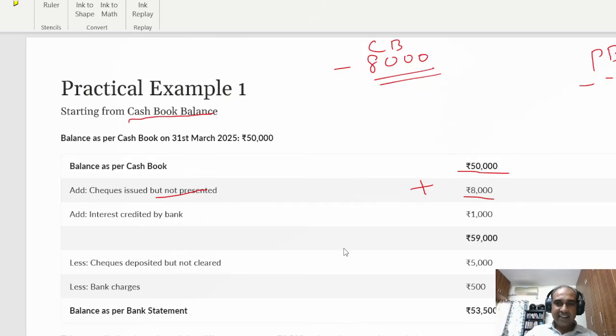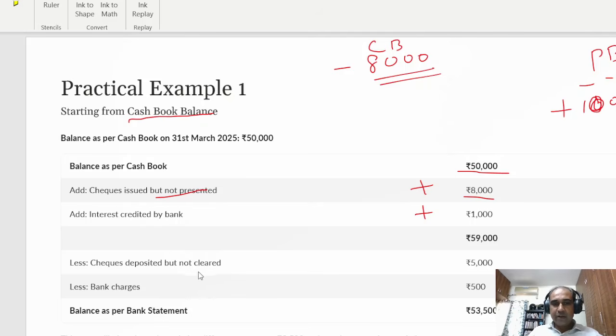Clear? Add interest credited by bank. Now the bank has credited an interest of 1,000 rupees. So my passbook has increased, whereas I don't see this entry in my cash book. Since the entry is not there in the cash book, we will pass an entry in the cash book and increase the cash book balance. Once it is recorded, it will start matching with the passbook balance. Clear?